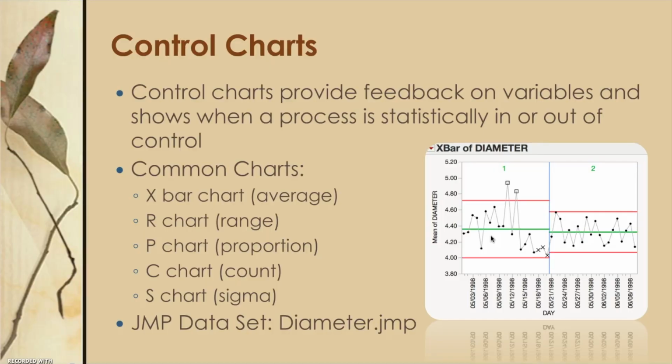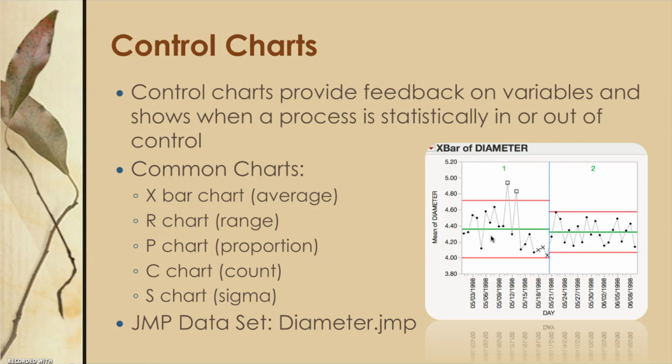So now with control charts, this is providing feedback on specific variables that you're looking at to show if the process is statistically in or out of control. Some common control charts that we can look at are the X bar, meaning average chart, the R chart, which is range, the P chart, which is proportion, the C chart, which is count, and the S chart, which is sigma. Sigma means the variance of whatever product you're using, so how much variability you have in producing that particular product.